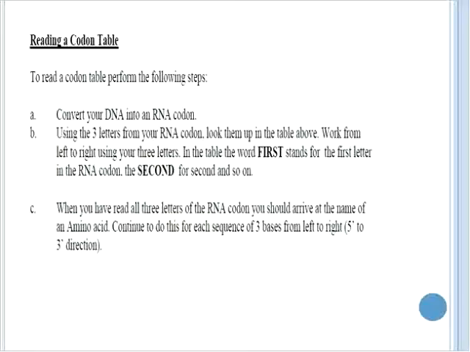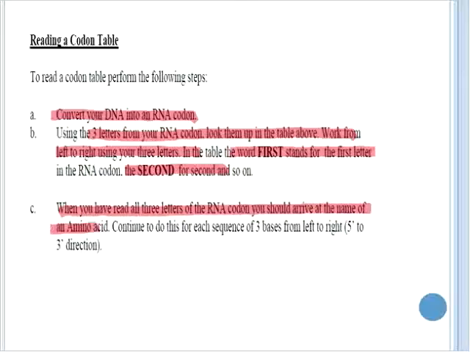So in reading a codon table, you follow these steps. Initially, convert DNA to RNA. Using the 3 letters from the RNA codon, look them up in the table. Work from left to right using all 3 letters. In the table, the word first stands for the first letter, second for second, and so on. When you have read all 3 letters, you will arrive at the name of a specific amino acid. And you will continue to do this for each sequence of bases from left to right, or the 5' to 3' direction.